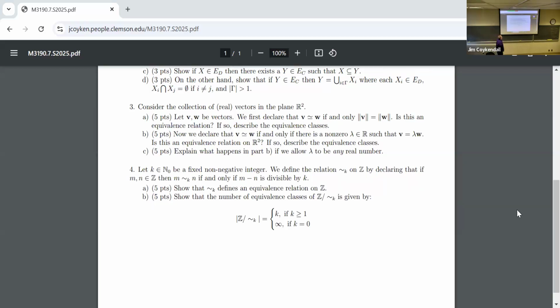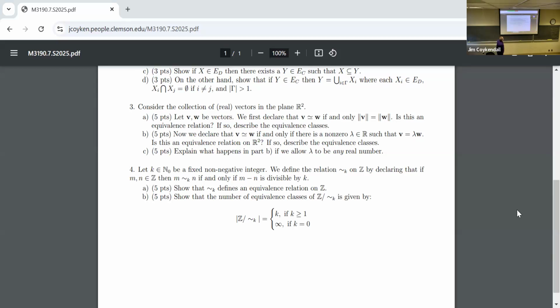Number 3, consider the set of all real vectors in the plane R squared. So those of you that have had linear algebra, you can think about this geometrically as well. Let V and W be two vectors. We declare that V and W are related if their size is the same, right? If the length of the vectors is the same. Is this an equivalence relation? And if so, describe the equivalence classes.